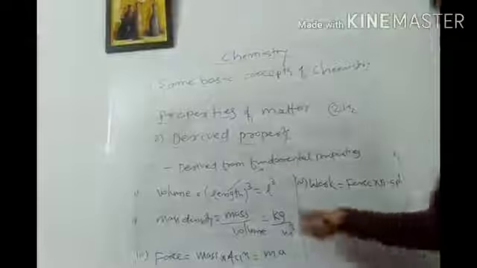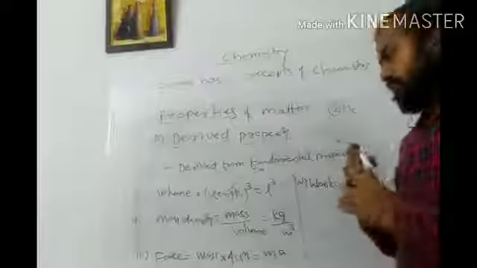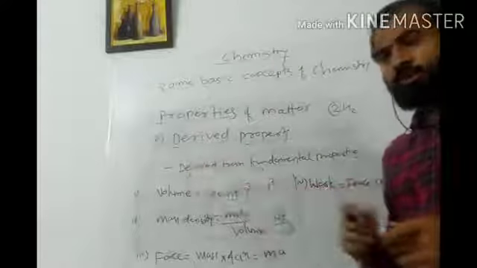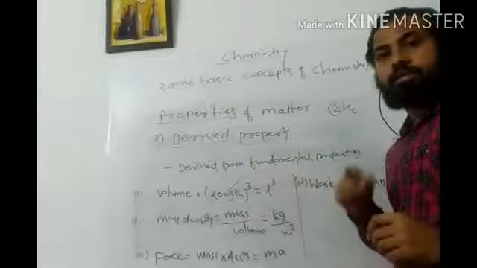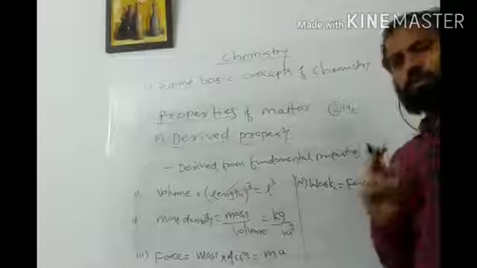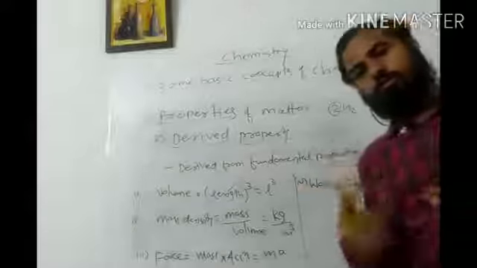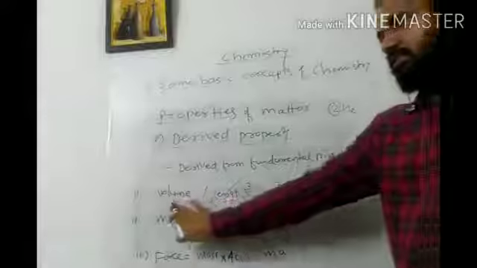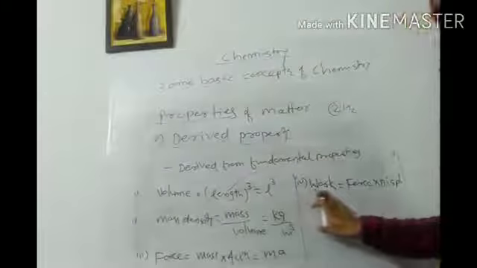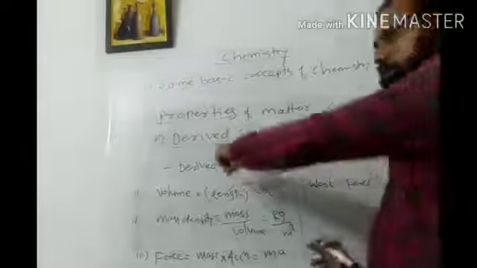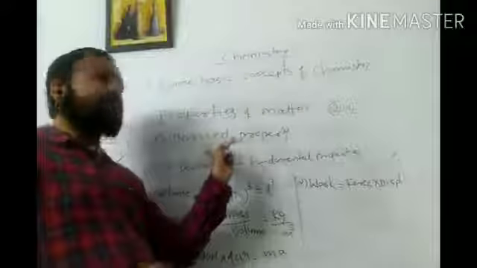So these are the 4 basic examples. For calculating the derived quantities, we must know the fundamental quantities and their units. Okay, so this is all about the basic properties of matter: 2 properties, fundamental and derived. Fundamental are the own properties of matter, and derived are the properties derived from fundamental properties. So these are the examples: volume, mass density, force, then work. For calculation of these parameters we need fundamental properties, hence we call them derived properties.